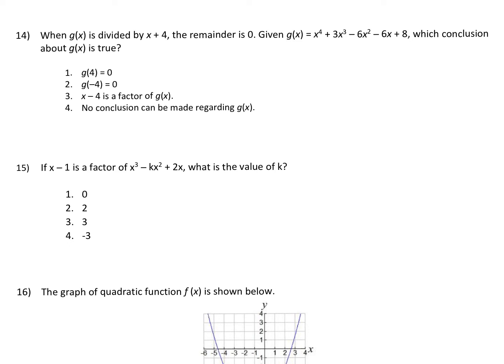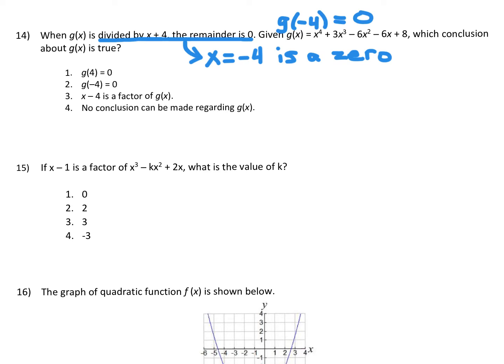Okay, number 14, when g of x is divided by x plus 4, the remainder is 0. So what that means is that x equals negative 4 is a 0, right? If we divide by x plus 4, then the x value that has the opposite sign is a 0. So if we were to substitute negative 4 into the function, this should be equal to 0. Okay, so if we substitute negative 4 into the function for x, this would equal 0, which is what choice number 2 says right here.